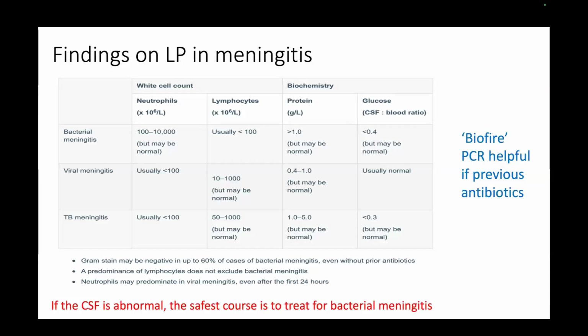We also have the BioFire panel. So it's a PCR panel which has all of the commonest pathogens. So both things which are viral, including things like herpes and chickenpox, but also bacterial. So like your Group B strep, your E. coli. So if the child has had antibiotics before you've seen them, that can be really helpful because you're probably not going to have a positive culture, but you might be able to detect it on PCR.